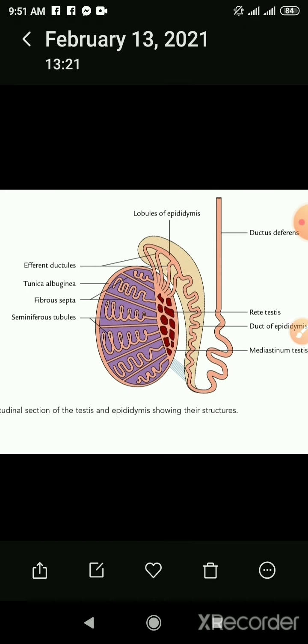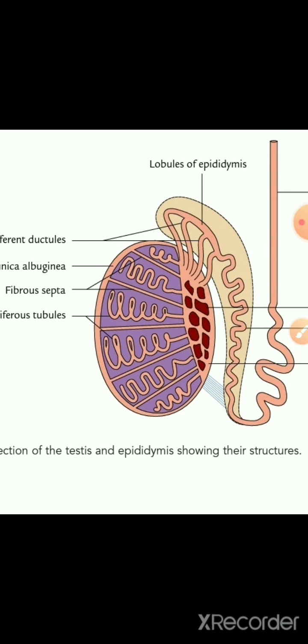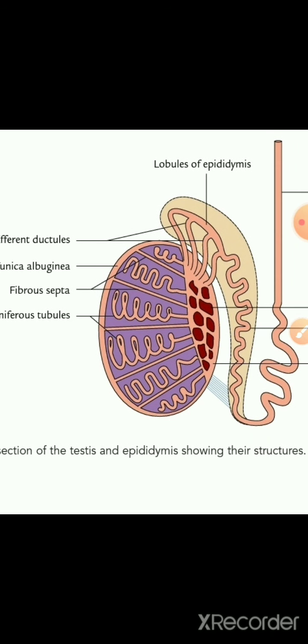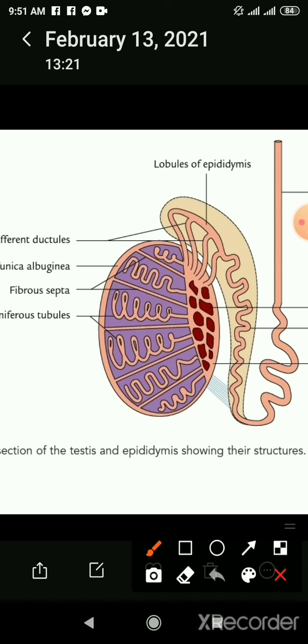If you see, this is the mediastinum testis, and look at that. From the mediastinum testis, numerous fibrous septa arise and divide the testis into 200 to 300 lobules in each testis. So this is a single lobule. This is another lobule.